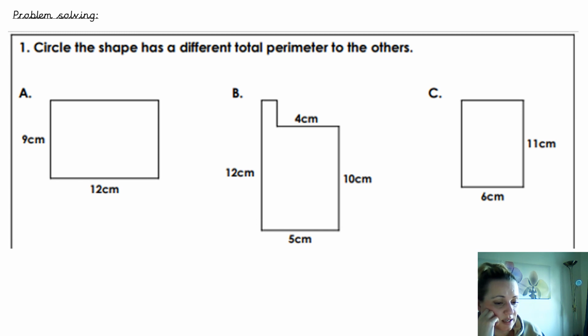If you feel like you can carry on, have a go at this. Some of them you might need to find a missing length, some of them you might not. And it wants you to circle the shape that has a different total perimeter. So work out the perimeter of A, perimeter of B, perimeter of C. 2 of them are the same, 1 of them is different. So circle the one that's different. If you feel like you're worn out and you've done too much and your head's a little bit frazzled, then leave it there, you don't need to do it.